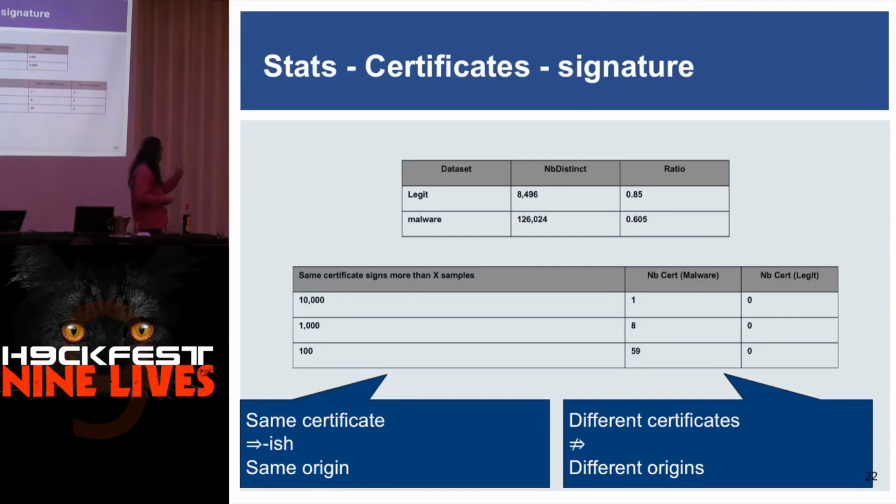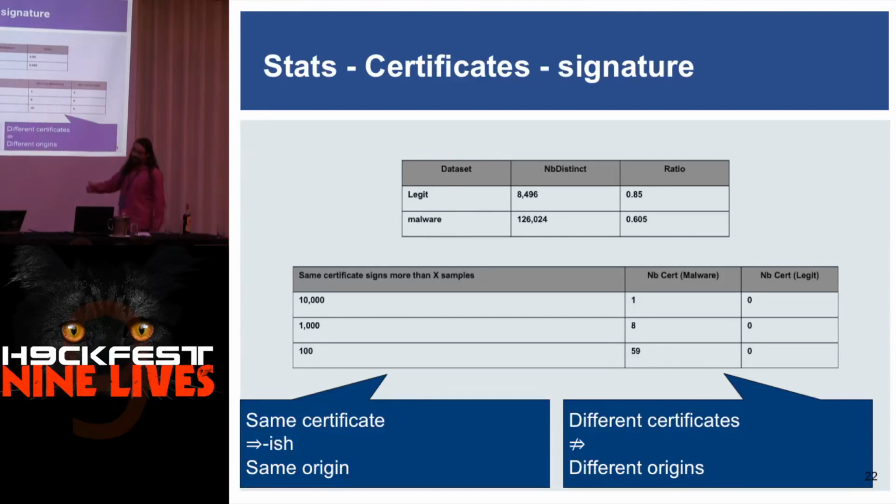We found one certificate that is used to sign more than 10,000 samples in our malware data set. When you see one certificate signing multiple samples, you're fairly sure that all those samples come from the same place. So same certificate implies, ish, same origin. There are some cases where that might not be true, but that is for mathematicians to figure out. But if you have different certificates, it doesn't mean that it comes from different places.